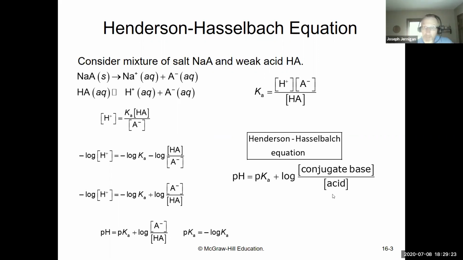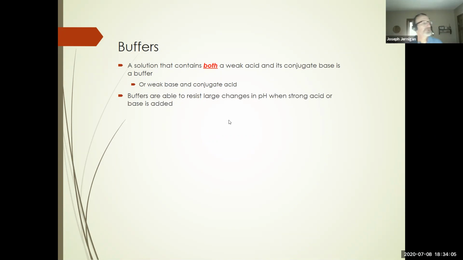So you can make a buffer by adding, for example, equimolar amounts of sodium acetate and acetic acid. By doing that, you actually form a buffer. And a buffer, in essence, resists changes in pH. There are many reasons that you would want to be able to resist large changes in pH when a strong acid or base is added.